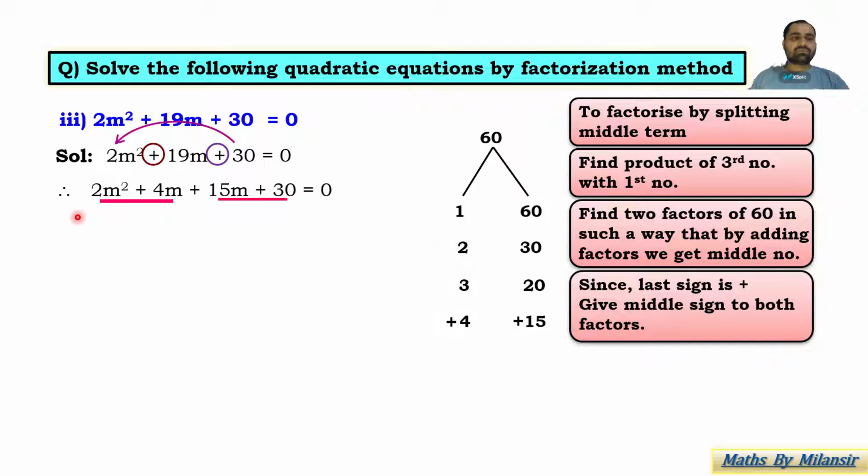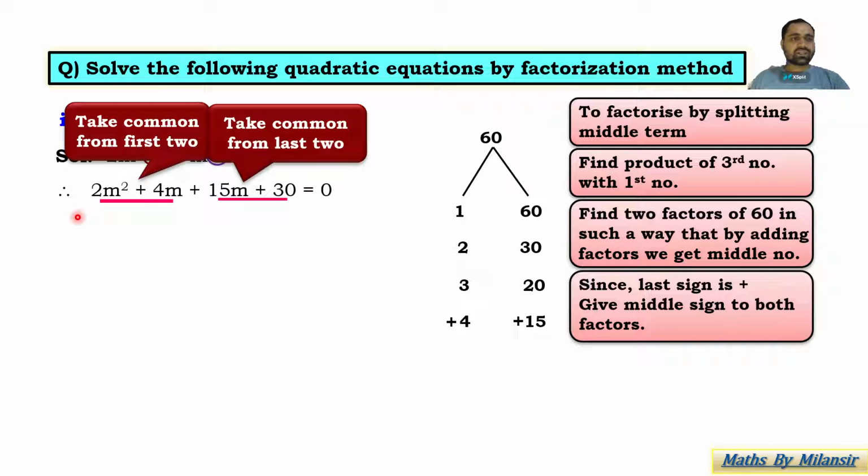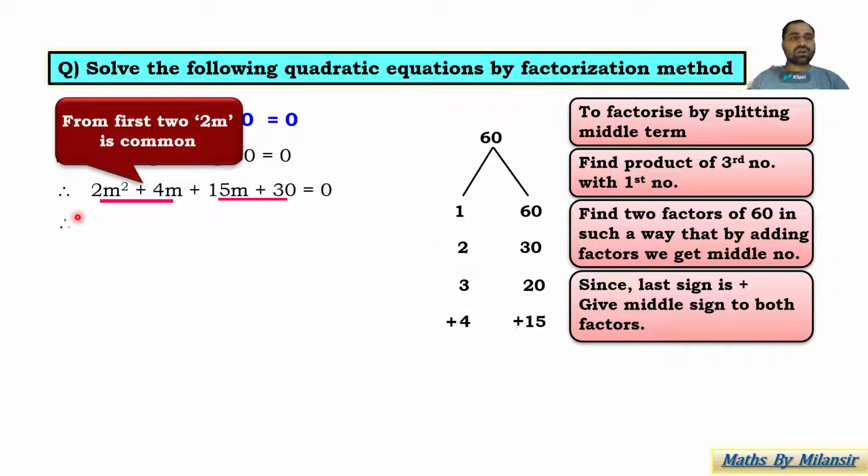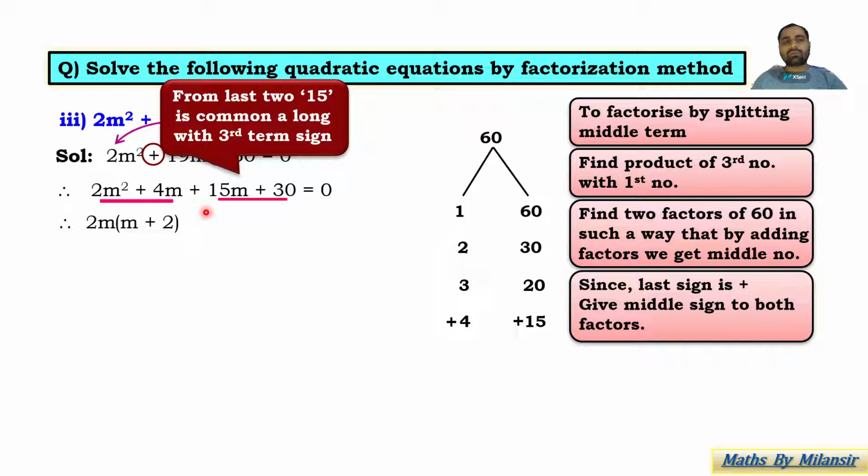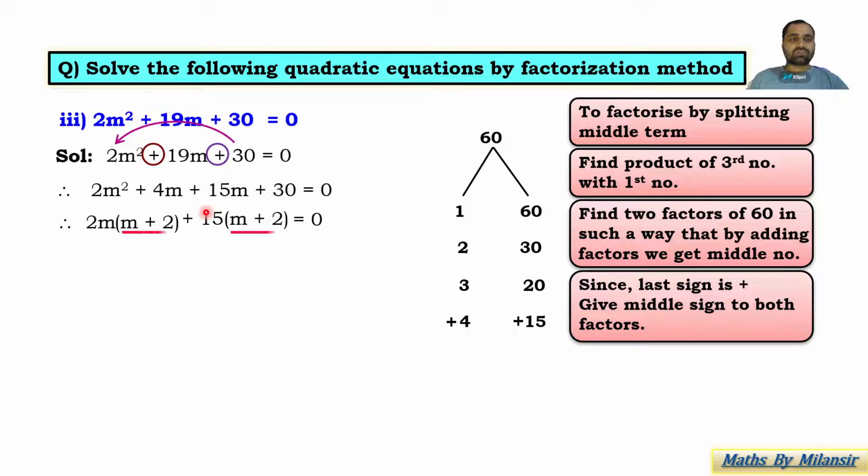Now we have to take common from the first two terms and the last two terms. So from the first two terms we have to take 2m as common. So if 2m is common, then in the bracket m plus 2, because 2 is common and 1 power of m is common, so we are left with m here, and here 2 2s are 4 and m common, so it is 2 only. Now plus 15 is common from the last two terms, so here it is m plus 2, that is equal to 0. Now from these two terms m plus 2 is common, so it is 2m plus 15 equal to 0.